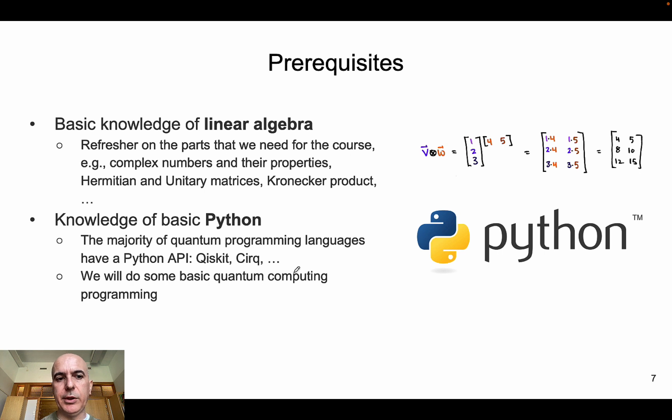What are the prerequisites of this course? Well, we need some basic knowledge of linear algebra. I will provide, at the beginning of this course, a refresher on the parts that we need for being successful in this course. For instance, I'm going to talk about complex numbers and their properties, Hermitian and unitary matrices, products, and so forth. You will also need a basic knowledge of Python, because we're going to use quantum programming languages that are mostly based on Python.